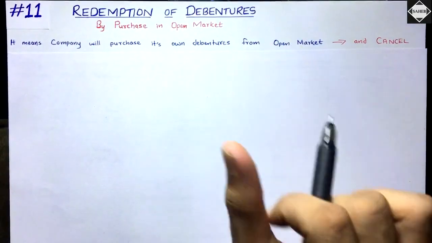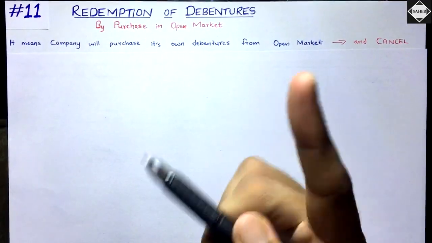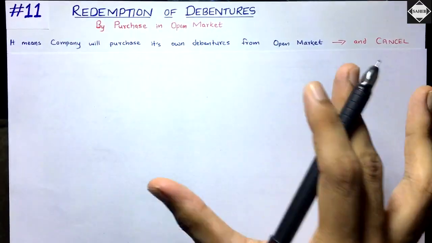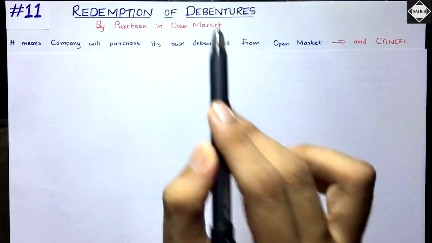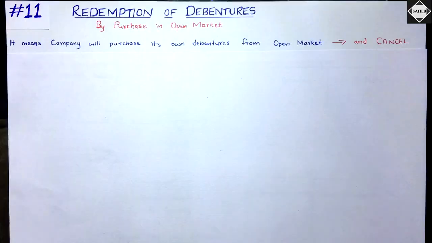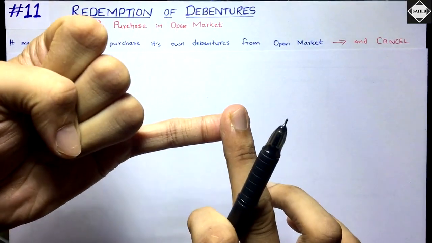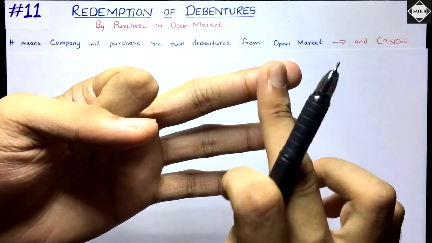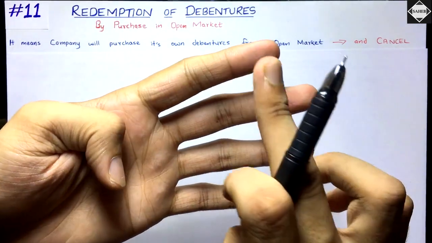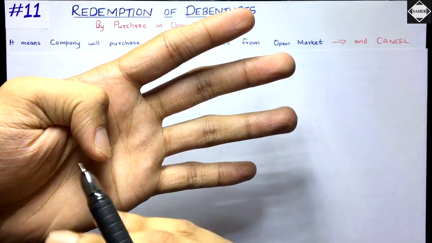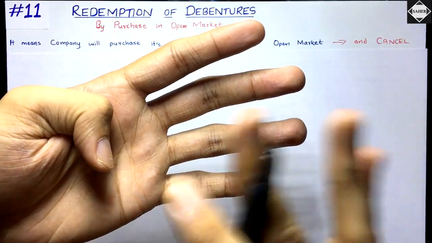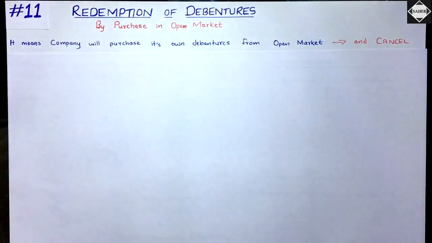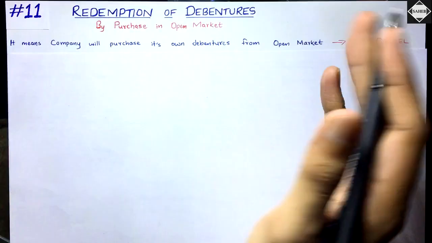And before moving ahead with this video, please make sure you have watched the first video of this chapter where we have discussed lots of basic things. And then to understand this method properly, you need to know some key concepts such as the concept of accrued interest and the due date, the concept of ex-interest and cum-interest, the concept of outstanding interest, and how the debentures are purchased and sold in the open market, how the debentures are traded. If you don't know these four key concepts, then you cannot understand this purchase in open market method.